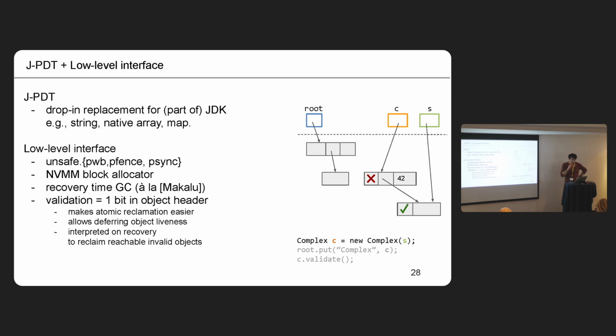Okay, so we also provide two things. First, drop-in replacements for some of the collections and classes of the JDK, for instance string, arrays and maps. And we also provide access to low-level abstractions. Gal this morning was presenting pwb, pfence, and psync. We offer them in Java. And we also offer access to the block allocator.